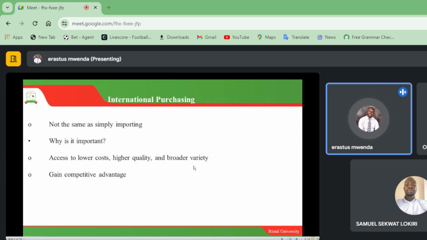Now, international purchasing may not necessarily be the same as simply importing. We will seek to understand what it is and why it is important. Number one, we are able to access lower costs. So we could likely access materials at a cheaper price.